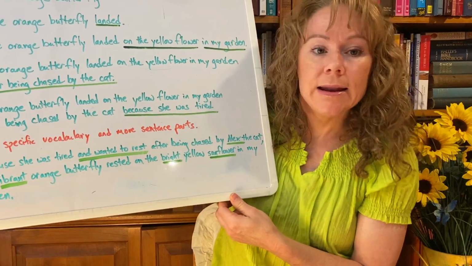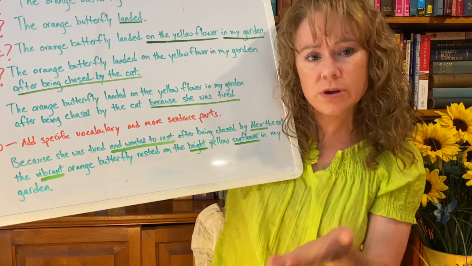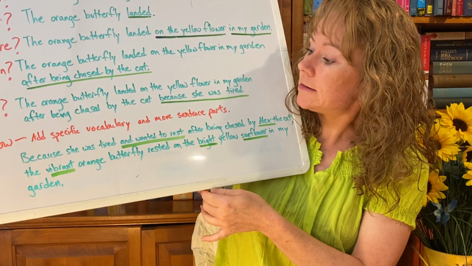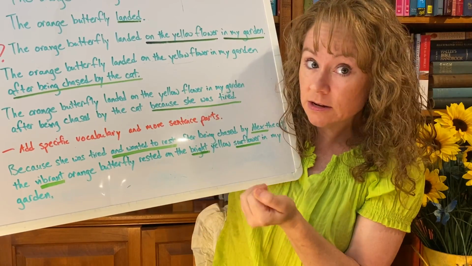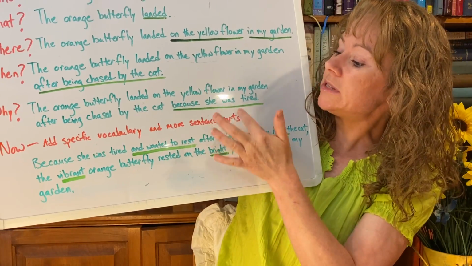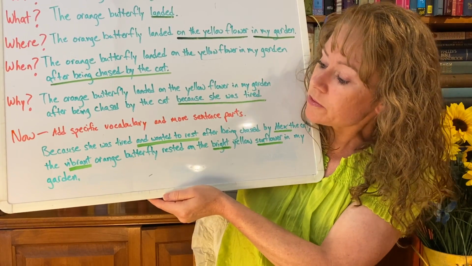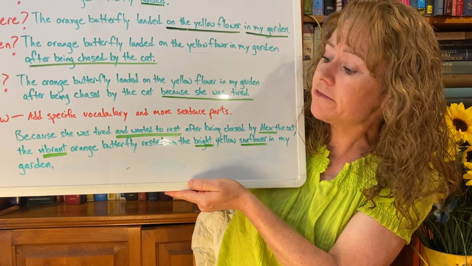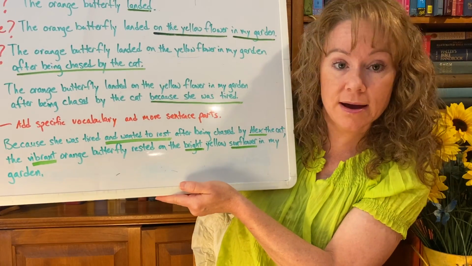in my garden. Now, notice, what did I move? Because remember, we said that we would also look at moving some sentence parts. We moved one big chunk of the sentence. Notice here, this is at the end, the why, the reason she landed or the reason she rested on the flower, because she was tired. Notice that now that is at the beginning of the sentence. Because she was tired and wanted to rest after being chased by Alex the cat, the vibrant orange butterfly rested on the bright yellow sunflower in my garden.